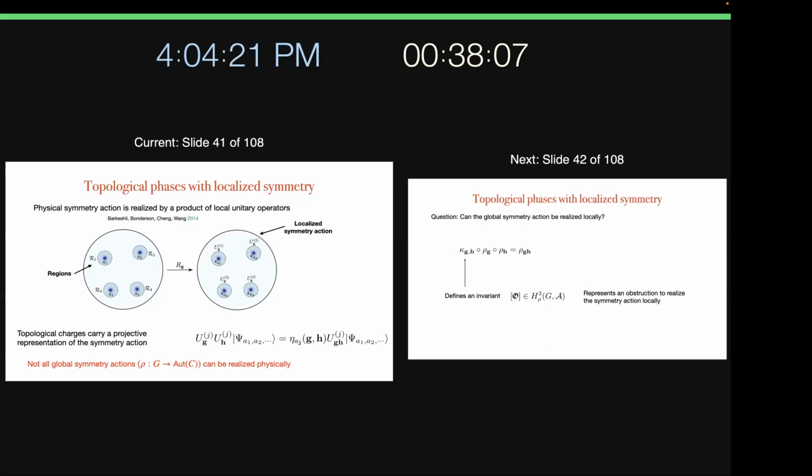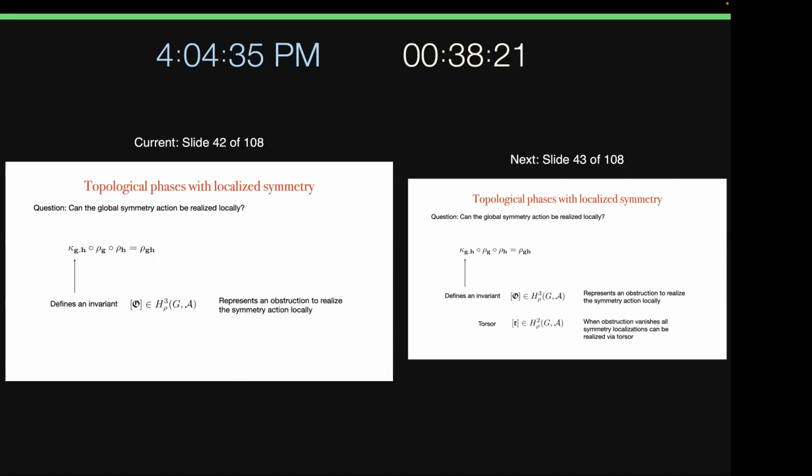Okay, so now it turns out not all global symmetries of a modular tensor category can be realized physically. They can't all be realized by a product of local unitaries. And so what the authors of the paper on the previous page showed was that there's actually an obstruction, an H3 valued obstruction, which dates back to an older paper by Etingof, Nikshych, Ostrik, and which physically tells you when it is possible to realize the symmetry action by a product of local unitary operators. And that obstruction is some invariant valued in H3 of GA.